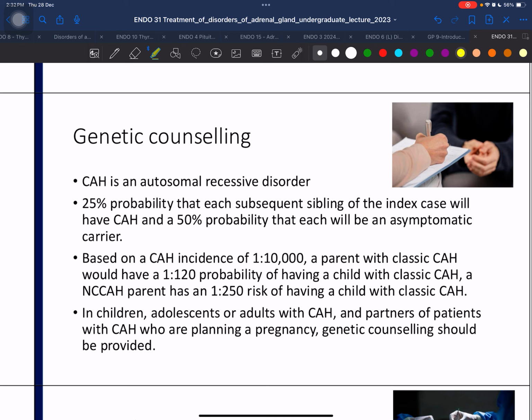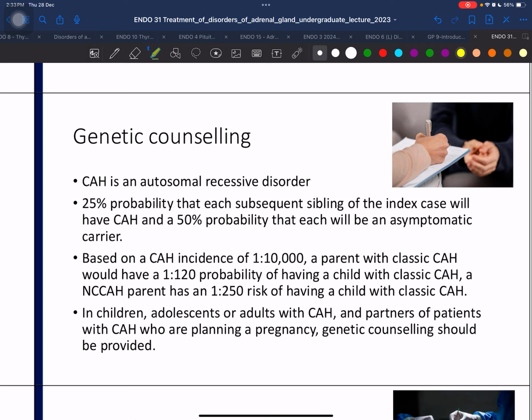A non-classic CAH parent has a 1 in 250 risk of having a child with classic CAH. What we are very concerned about is classic CAH, because the signs and symptoms are very severe and most of the time require lifelong medications.